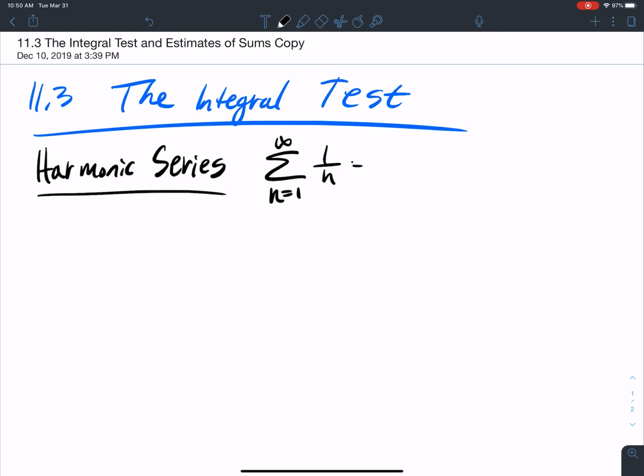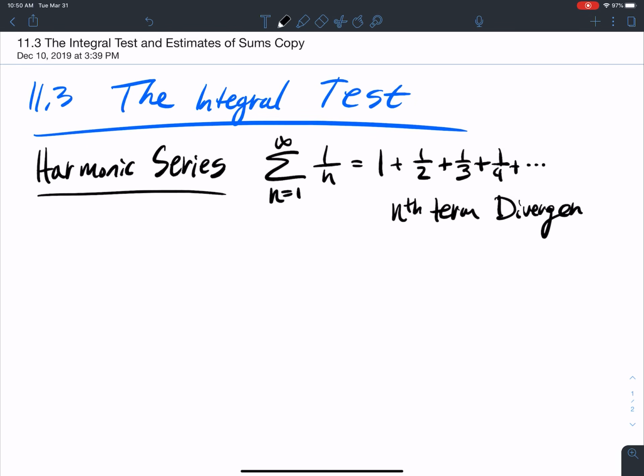With n equal to 1, that's 1 over 1, plus 1 over 2, plus 1 over 3, plus 1 over 4, forever. The question is, does this series converge? Well, the test we have in our toolkit right now is the nth term divergence test. And this is a test for divergence, not convergence, okay?